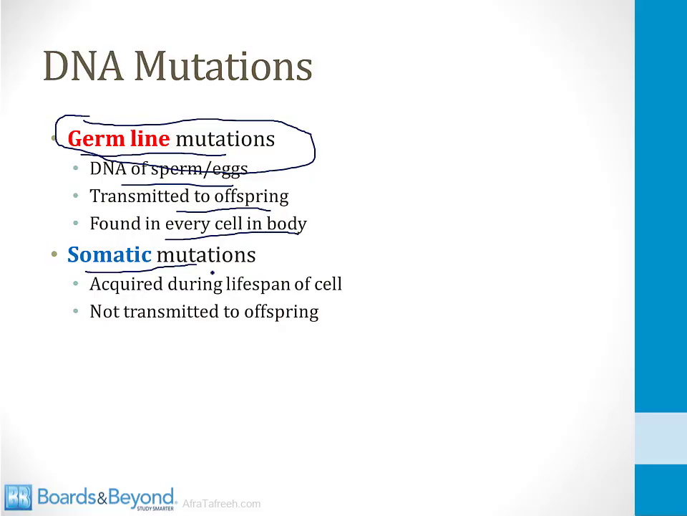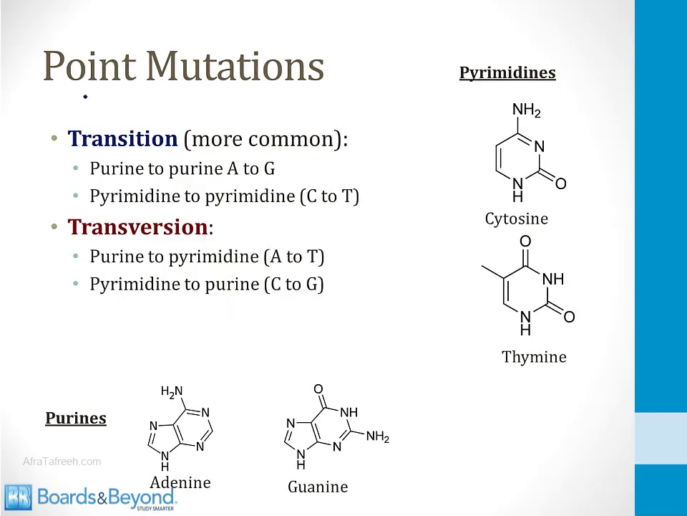In contrast, a somatic mutation is a mutation acquired during the lifespan of a cell. For example, if one of your skin cells develops a mutation, that skin cell can pass it on to daughter skin cells, but it's not going to be transmitted to the offspring of the individual because it doesn't involve the germline cells. The first type of DNA mutation we're going to discuss is called a point mutation.